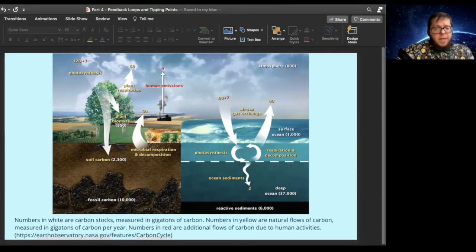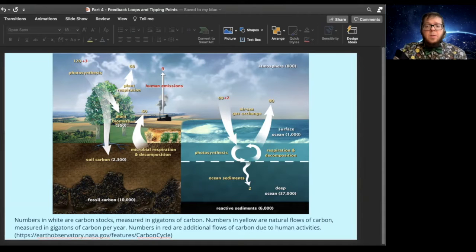Again, numbers in white are carbon stocks. They are stores or amounts of carbon that are present in various locations around the Earth. These numbers are measured in gigatons of carbon. The numbers in yellow are flows of carbon, measured in gigatons of carbon per year.